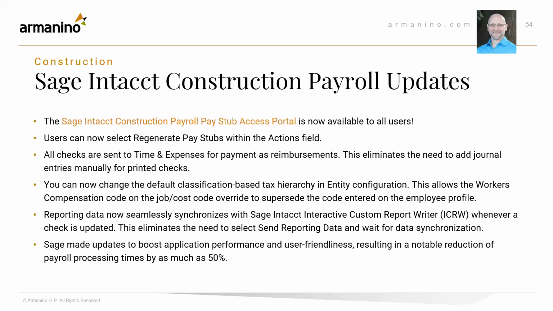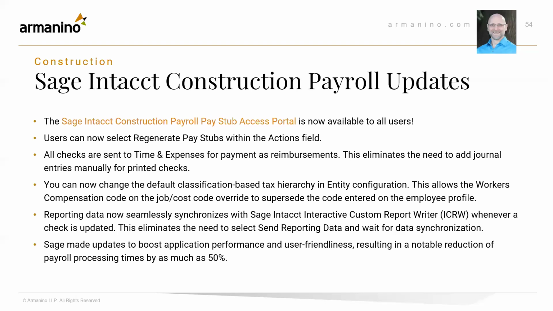Other enhancements: all checks are now sent to Time and Expenses for payment as reimbursements, which eliminates the need to add manual journal entries in for the printed checks. So that's a really nice time saver, as well as a data integrity enhancement. You can now change the default classification-based tax hierarchy in the entity configuration, which allows the workers' compensation code and the job or cost code override to supersede the code entered on the employee profile.